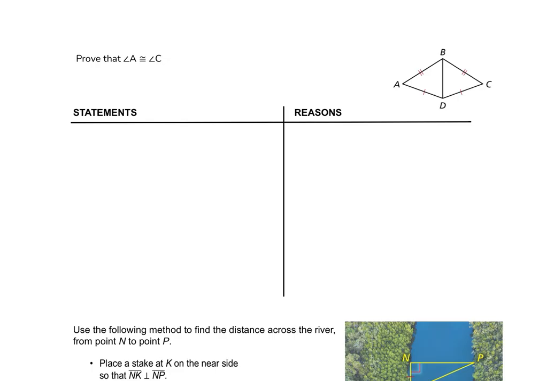Prove that angle A is congruent to angle C. Okay, I want to prove that these two angles are congruent. One thing that I've told you is sometimes the given is stated out, sometimes it's marked, sometimes it's both. Sometimes they tell us and they mark it. In this case, all they did was mark it on the picture. So what we know here, based off of the picture, is that AD and CD are the same, right? They're both marked the same. So I'm going to say AD is congruent to CD.